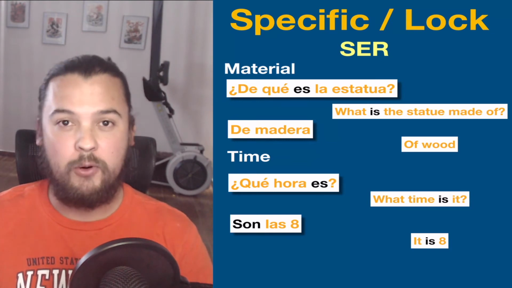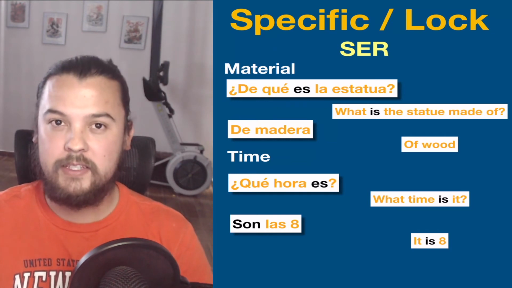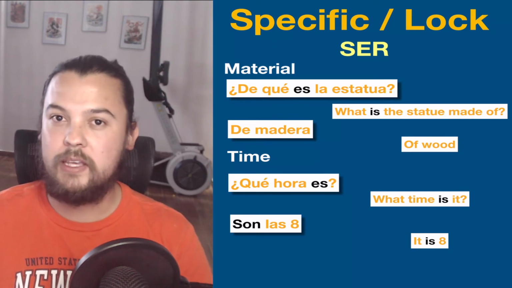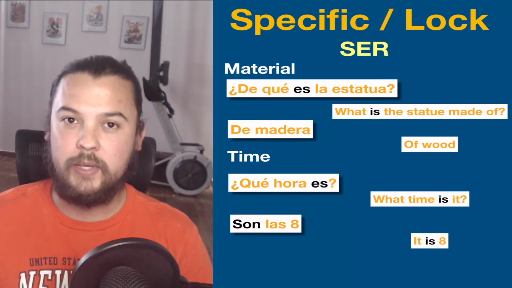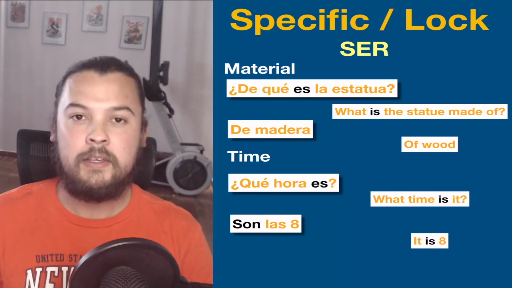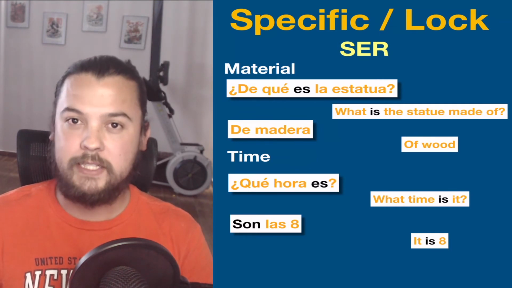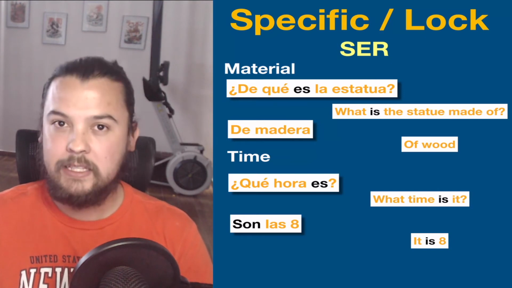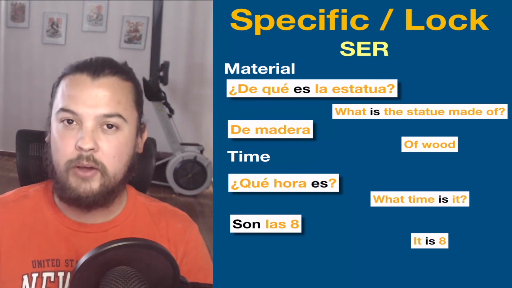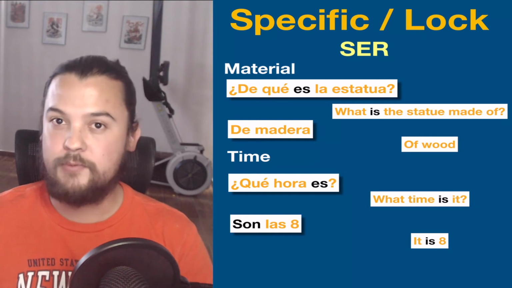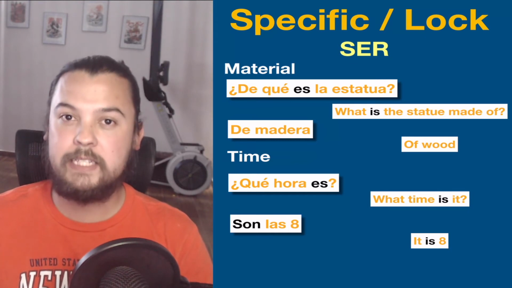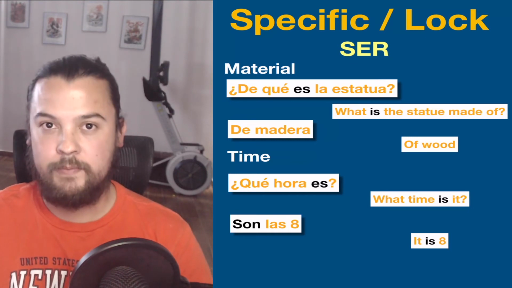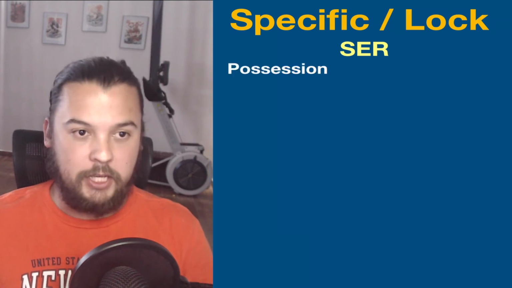We ask, ¿qué hora es? Once again, this is a question you need to remember because it never changes. It's always going to be, ¿qué hora es? ¿Qué hora es? What time is it? Son las 8. It is 8. So every time you talk about the time that it is right now, you will use the verb ser. Son las 8. Next is possession.